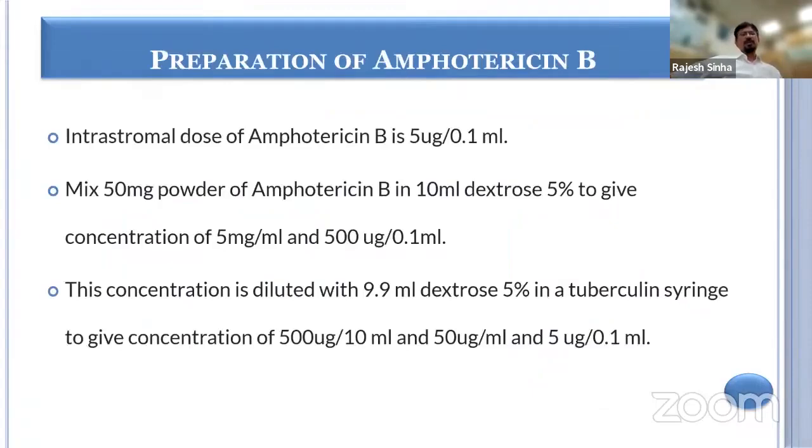As far as amphotericin B is concerned, the intrastromal dose is 5 microgram in 0.1 ml. So you mix 50 milligram powder of amphotericin B in 10 ml dextrose 5% to give a concentration of 5 milligram per ml.